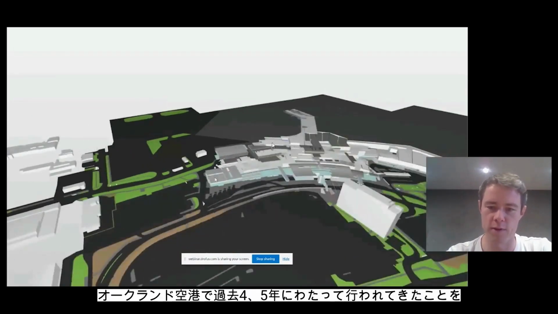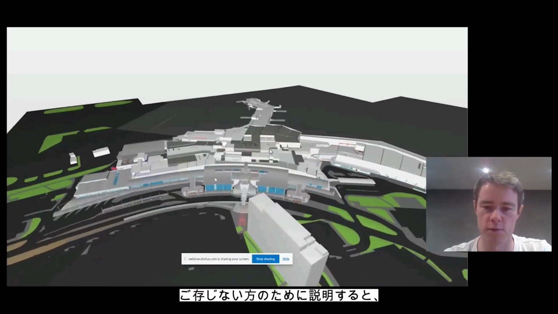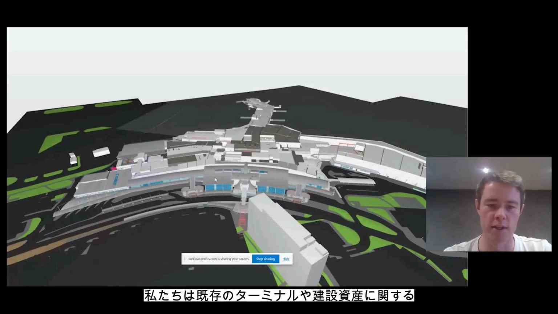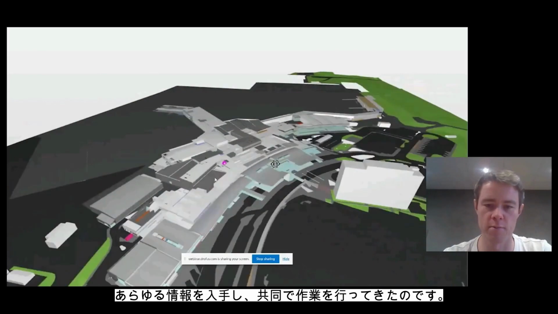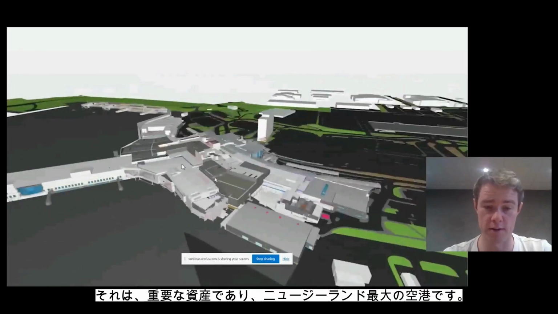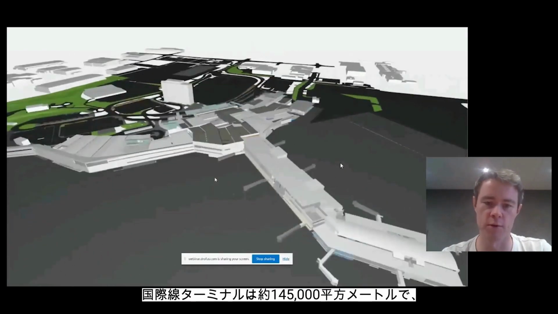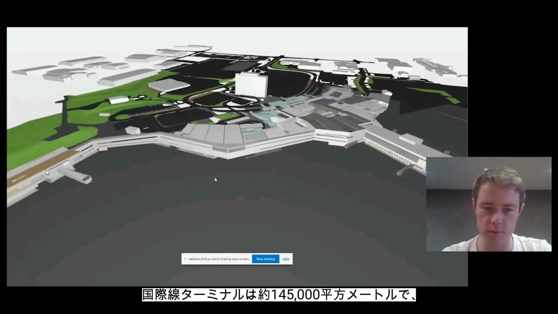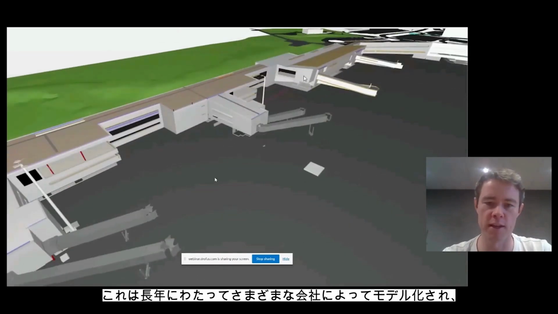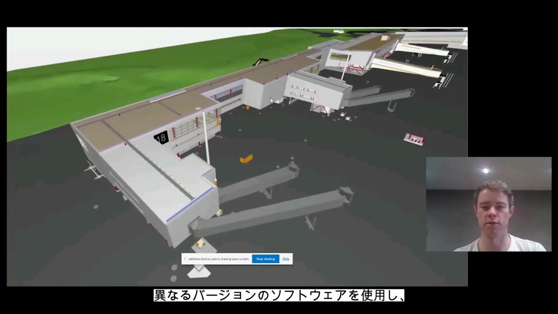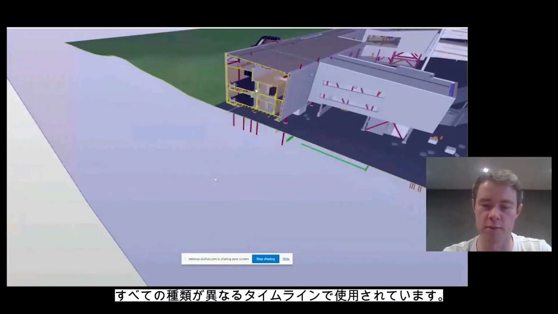So for those that haven't seen what we've been doing at Auckland Airport, over the past 4 or 5 years, we've been working to collate a whole lot of information about our existing terminals and built assets. We own New Zealand's biggest airport, so the international terminal is about 145,000 square meters, and this has been modeled up by various companies over the years, all using different versions of software and at different timelines when different features were available.